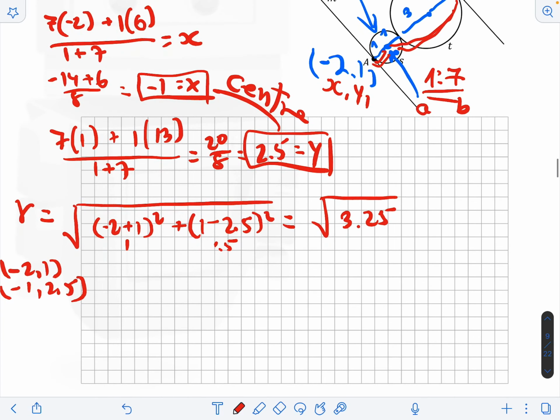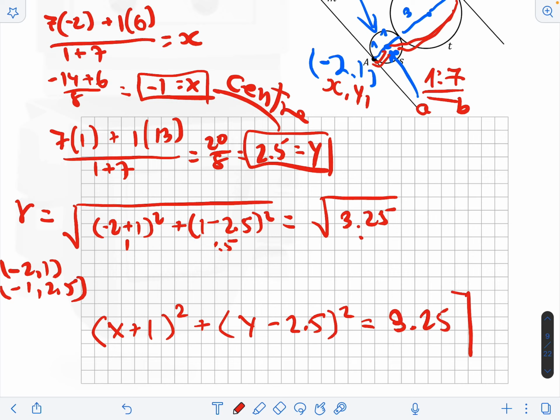And for the formula of the circle, I'm just reminding you that we need to do x minus the center. So x minus minus 1, plus y minus the center, minus 2.5, equals the radius squared. This is the radius. I need the radius squared, so 3.25. And you can write in that format.